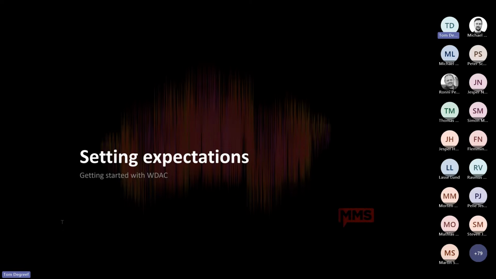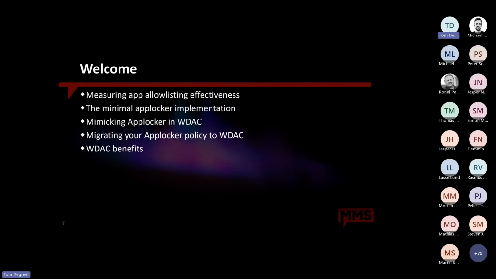We're gonna talk about how we actually measured the effectiveness of WDAC or Applocker. Since you want to compare the two, you need a way of measuring the impact of the two scenarios. We're gonna then talk about what a minimal Applocker implementation looks like, how we can mimic that in WDAC, and then finally, if you are convinced that WDAC is the way forward, we'll show you some tools to migrate one to the other and what additional benefits WDAC will still bring to the table that Applocker doesn't.